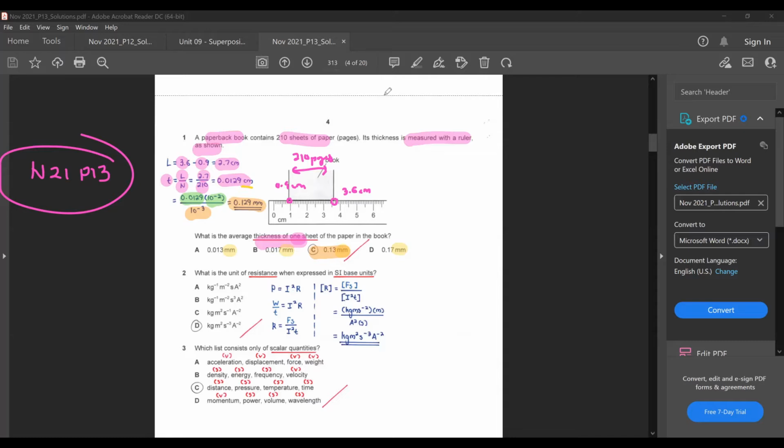Maybe I better just mention this. This one is from centimeter to meter. This one is from meter to millimeter.